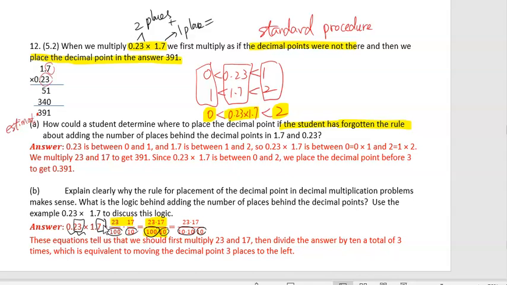So that's why we can add the total number of places, 2 here and 1 here, and place the decimal point in the final answer.